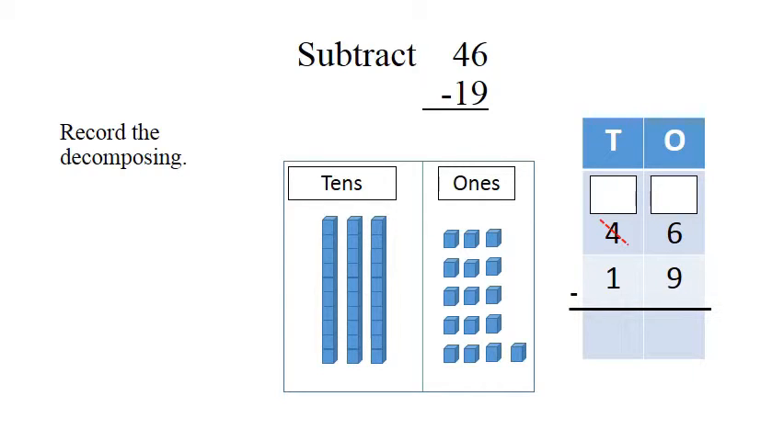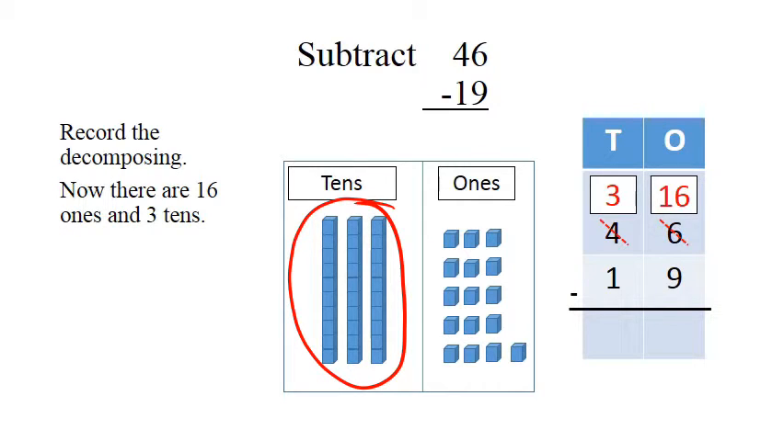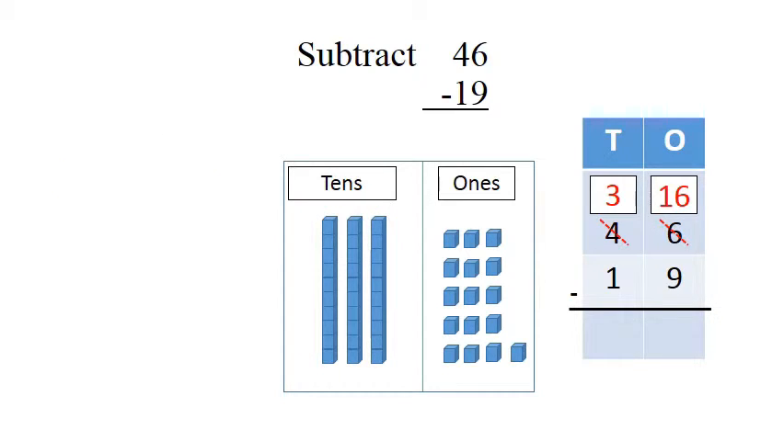As you notice on the base 10 blocks, there are 3 tens left. So I'm going to write 3 tens up on the top. Then I'm going to bring that over to the ones place. I no longer have 6 ones. Now I have 16 ones because I added a 10 to the 6 ones. Now I have enough to subtract. There are 16 ones and 3 tens.